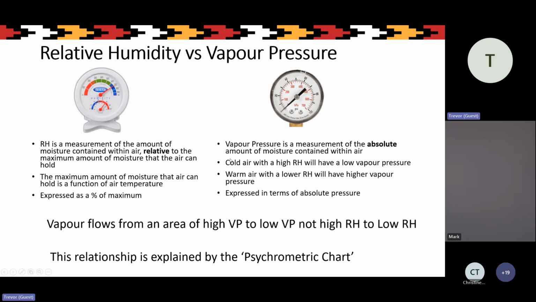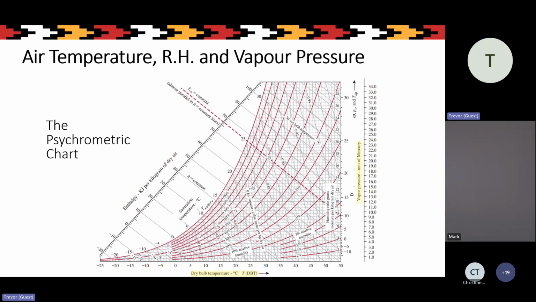And the relationship between relative humidity and vapor pressure can be explained in something called the psychrometric chart. If you've ever seen this before, there's a lot to it, and it looks very complicated, and it can be, but I think there are some really simple things we can take away from this chart, which describes the relationship between the temperature of air, the vapor pressure of air, and the relative humidity. So those three things are baked into this.